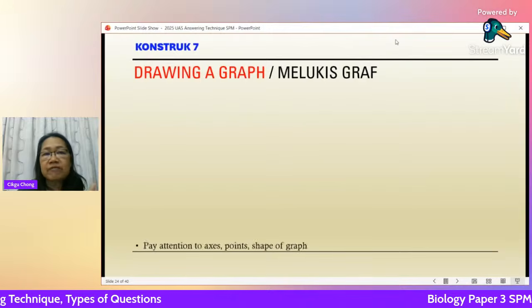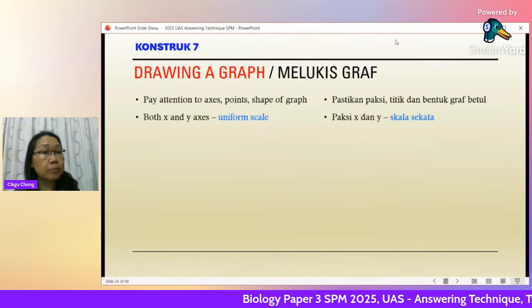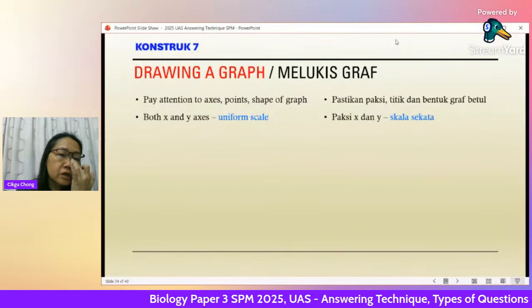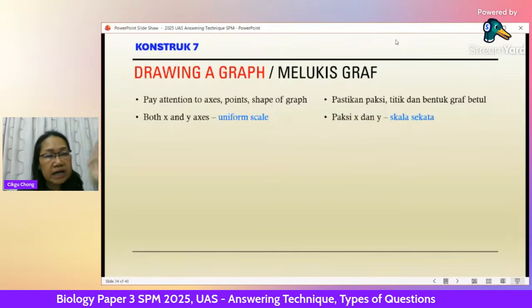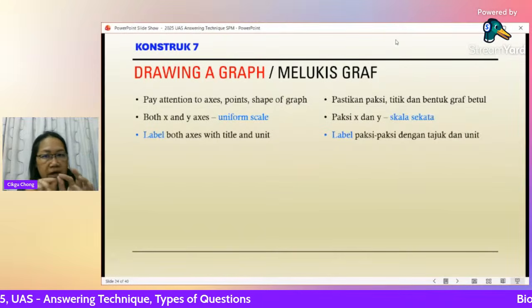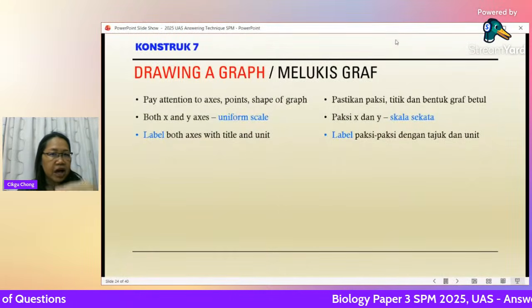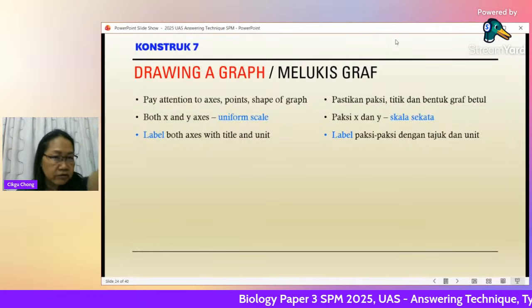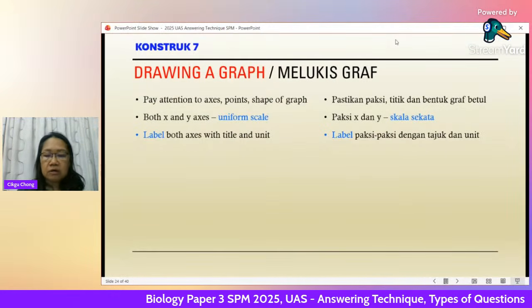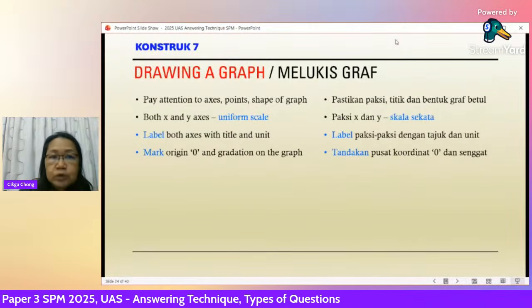Okay, now draw the graph. Let's say you already have the data. Now you're asked to draw the graph. These are things you need to pay attention to. You have to make sure your scale for Y and X is uniform. Uniform means you cannot just jump and put any number you want. It must be 2, 4, 6, 8, 10, or 5, 10, 15, 20, 25. You must follow the scale. Label both axes with the unit and the title.